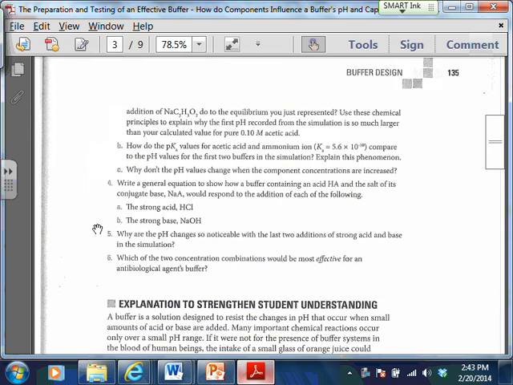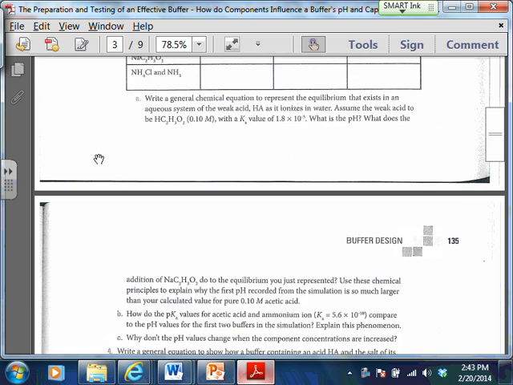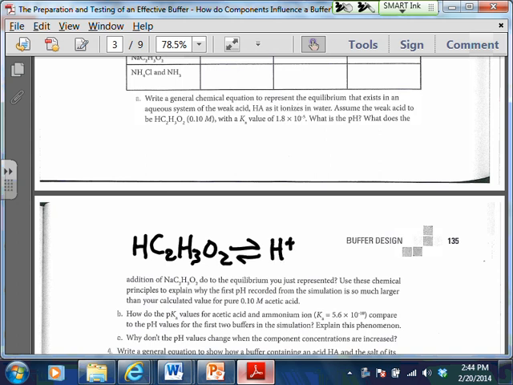Then it says, what is the effect of the addition of NaC2H3O2 on the equilibrium you just represented? I don't know why they have you write it as a general equation and then start talking about acetic acid, but if that's our equilibrium, then to put in the sodium acetate, essentially what we're doing is adding more of this. So just thinking in terms of Le Chatelier, all they're asking here is what it would do to the equilibrium. They're asking in general terms, and it would push it back this direction, right?